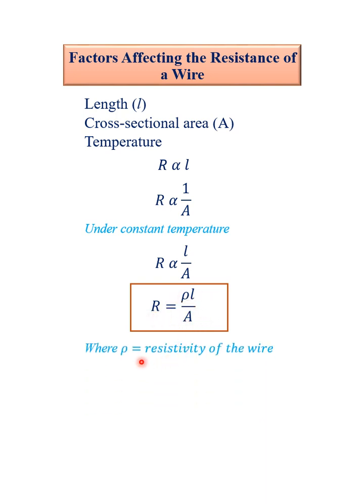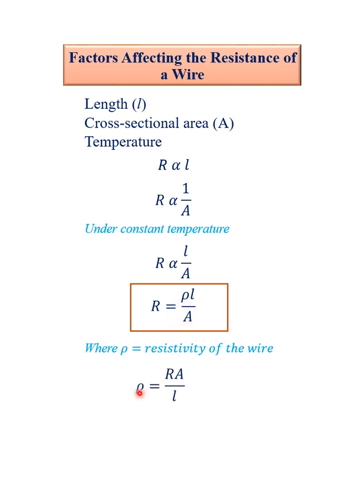Rho stands for the resistivity of the wire, and the resistivity of a wire depends on the material of the wire. It is a constant, but it varies from material to material. For example, the resistivity of copper is lower than the resistivity of aluminium, which means that copper conducts electricity better than aluminium. Now, let us look at the resistivity by making it subject of the formula.